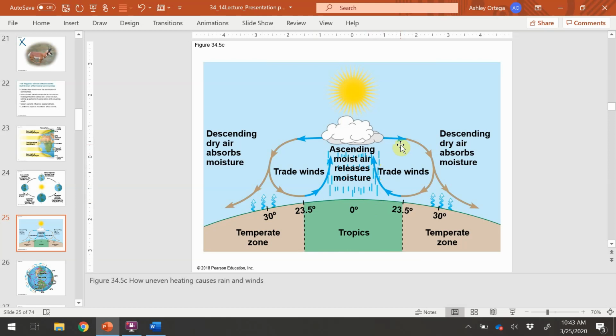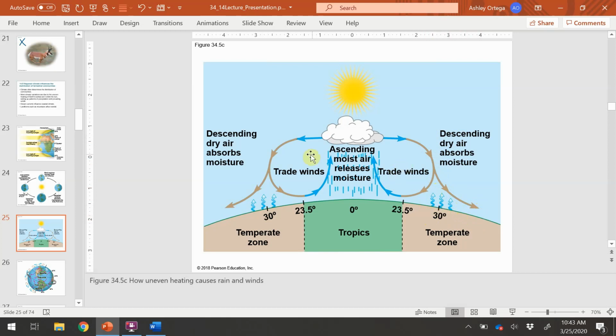And so that air is now going to be dry because it just let out all the water vapor as water precipitation. And so now as that rotates, it is going to be dry air, and now it's going to descend back onto the earth, and that will want to absorb moisture. And so it's going to take moisture from the environment, which results in a desert or dry region.